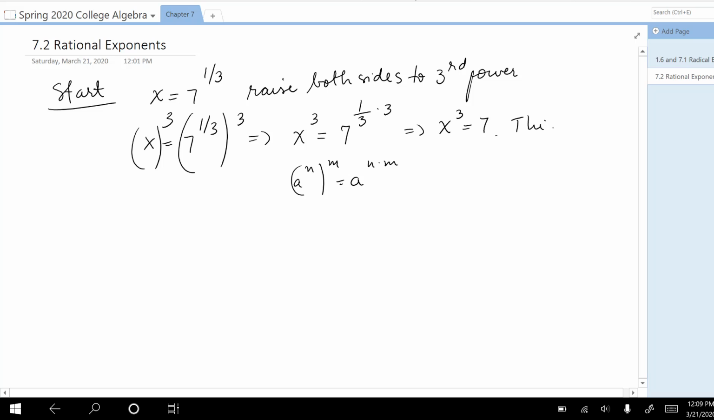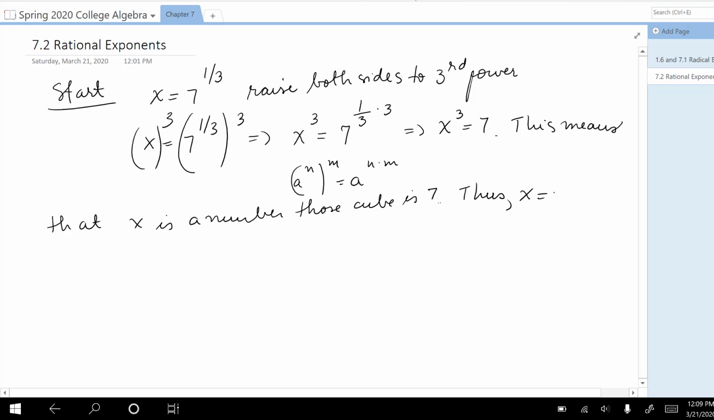This means that x is a number whose cube is 7, which means x equals cube root of 7. So basically, if we compare the x that we started with, the x that we ended up with, we can actually conclude that 7 to 1/3 equals cube root of 7.